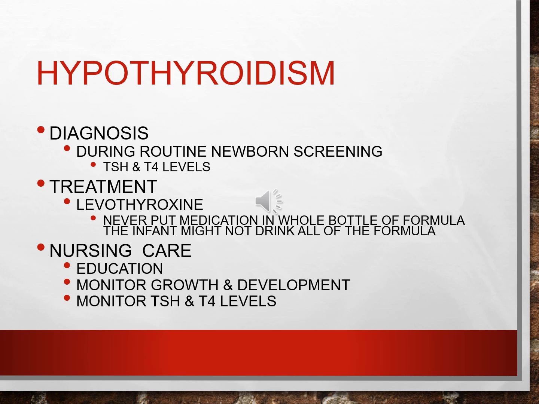They also need to know how to prevent hypothermia and to increase fiber to help with that constipation. Like I said, monitoring that growth and development and monitoring those TSH and T4 levels throughout their life is how the medication is going to be adjusted. You also need to teach signs and symptoms of overdose, so that would be signs and symptoms of hyperthyroidism, and then signs and symptoms of ineffective treatment or ineffective dosage. With that, you will see signs and symptoms of hypothyroidism.